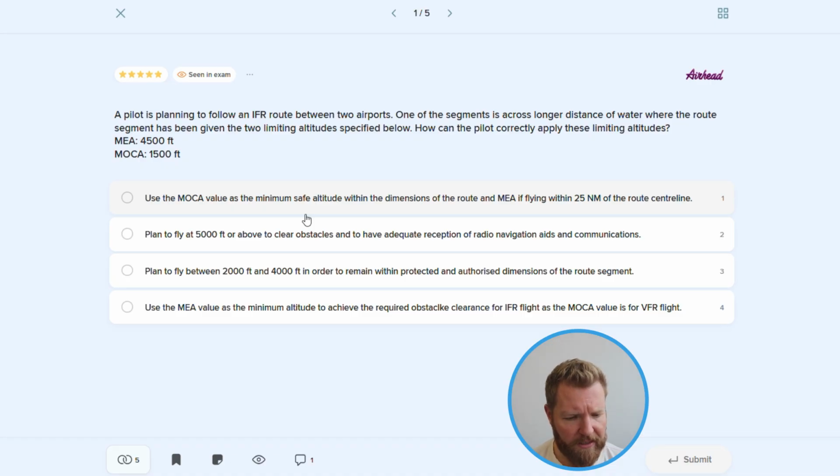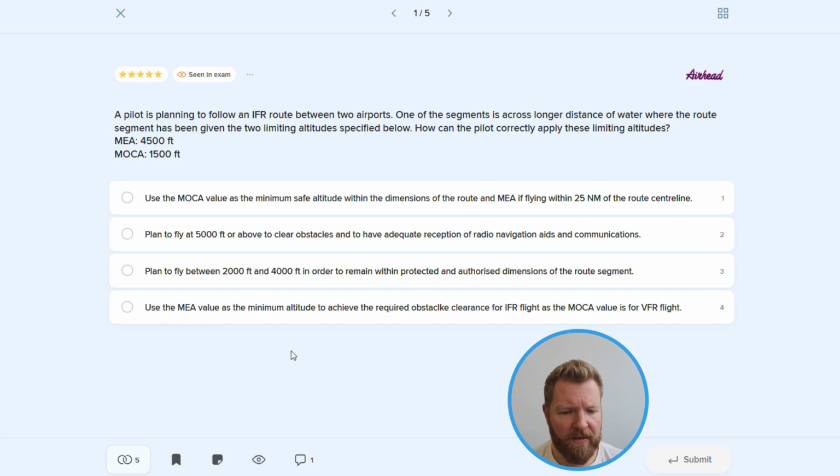So the correct answers are: use the MOCA value as the minimum safe altitude within the dimensions of the route, and MEA if flying within 25 nautical miles of the route central line. Plan to fly at 5,000 feet or above to clear obstacles and to have adequate reception of radio navigation aids and communications. Plan to fly between 2,000 feet and 4,000 feet in order to remain within protected and authorized dimensions of the route segment. Use the MEA value as the minimum altitude to achieve the required obstacle clearance for IFR flight, as the MOCA value is for VFR flight.